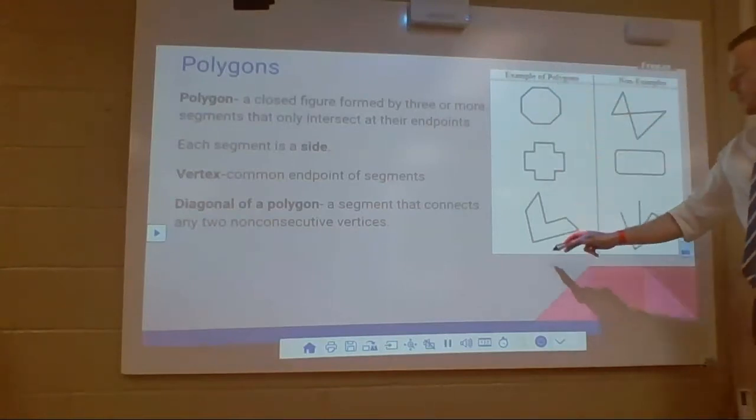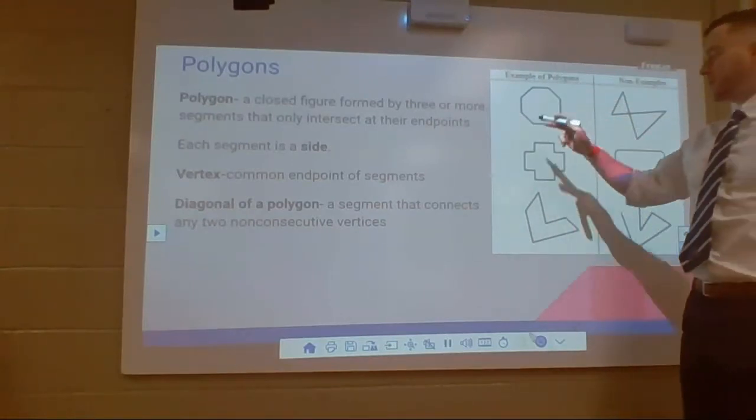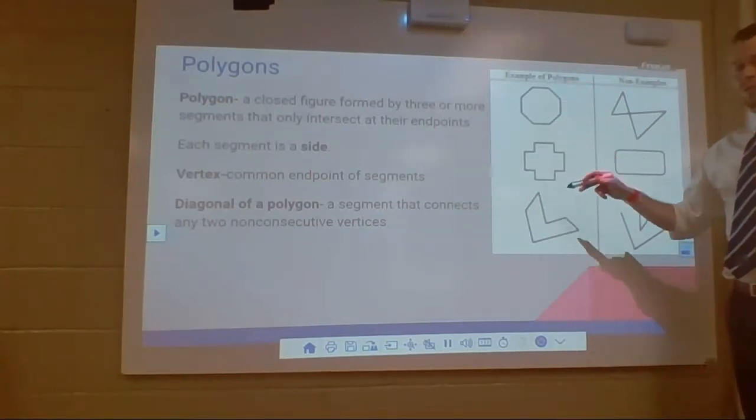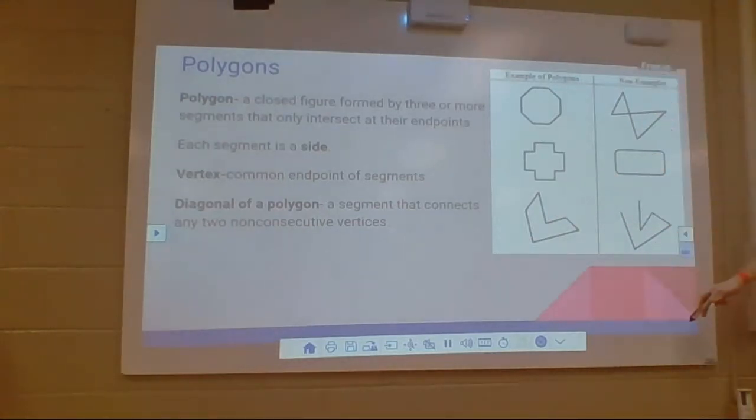So here are some examples of polygons. All right, they fit that criteria. They fit the closed figure formed by three or more segments that only intersect at their endpoints criteria. Here are some non-examples of polygons. The reason this is not a polygon is that these segments right here and here do not intersect at the endpoints. They intersect at a point in between the endpoints. Now we could break this off right here, and we'd have two triangles, but this entire figure itself is not a polygon.